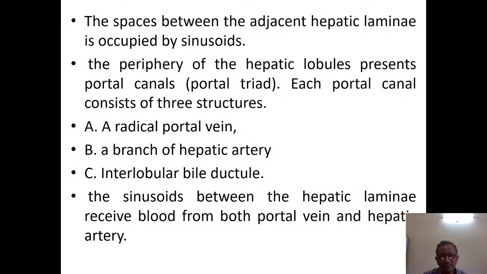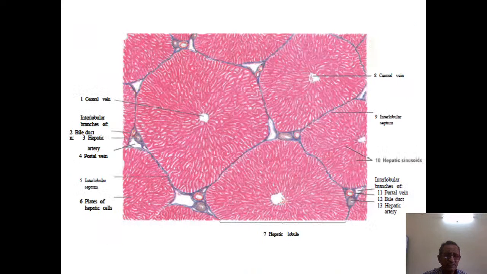The periphery of the hepatic lobule presents a portal canal or portal triad, and each portal triad has a hepatic artery, a portal vein, and a bile duct. So this is the bile duct, this big one is the portal vein, and this is the hepatic artery.